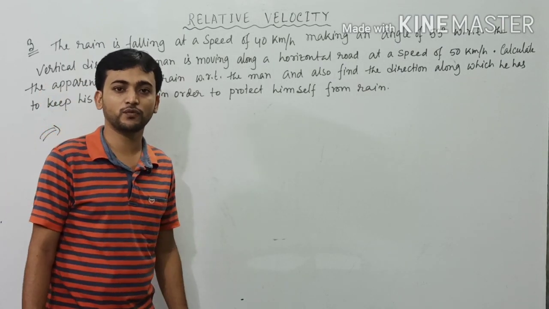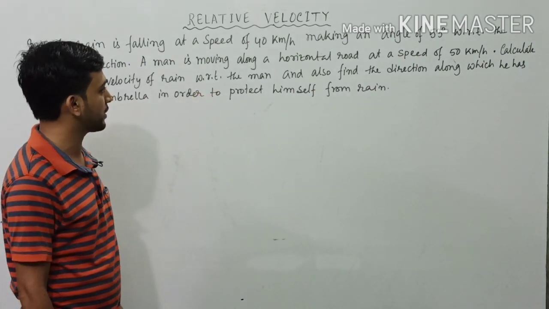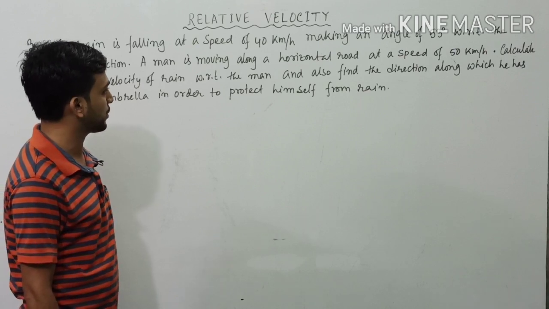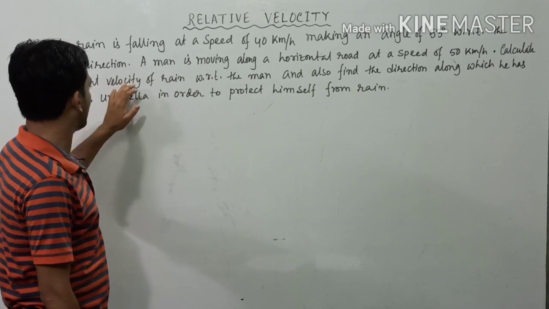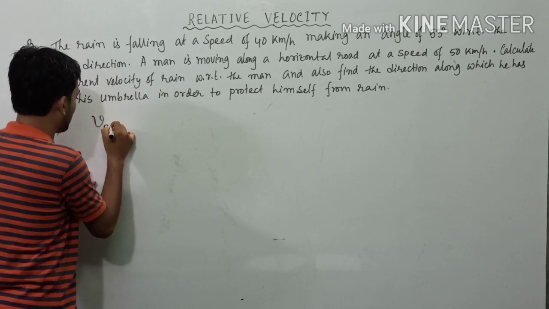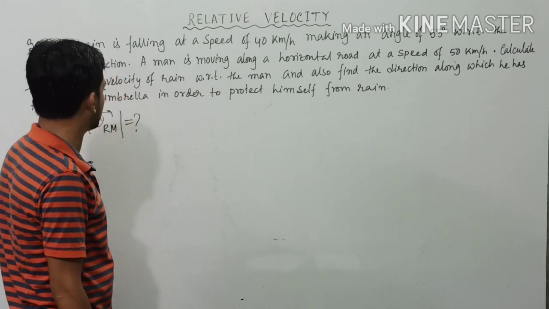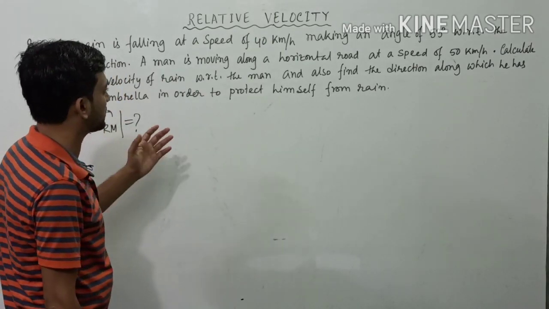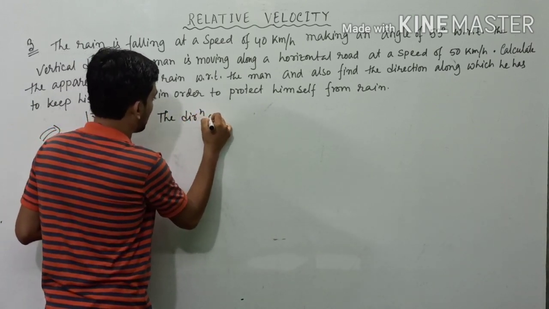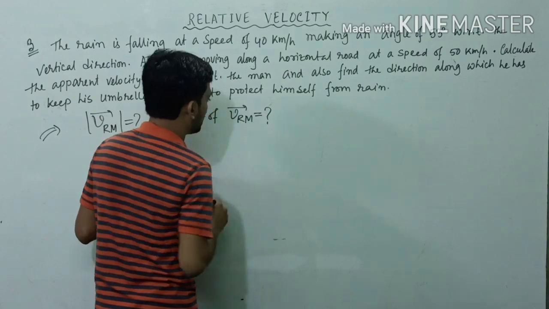Here it is given that the rain is falling at an angle of 53 degree with respect to the vertical with a speed of 40 kilometer per hour, and a man is moving with a speed of 50 kilometer per hour along a horizontal road. We are to find the apparent velocity, that is the relative velocity of rain with respect to man. And also we are to find the direction along which the man has to keep his umbrella in order to protect himself from rain, that is the direction of VRM, relative velocity of rain with respect to man, also to be obtained.